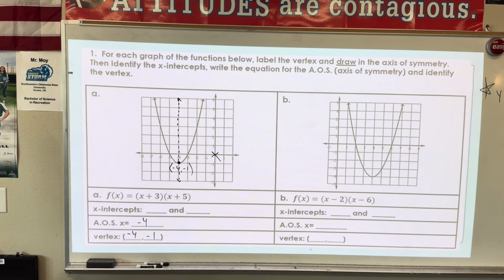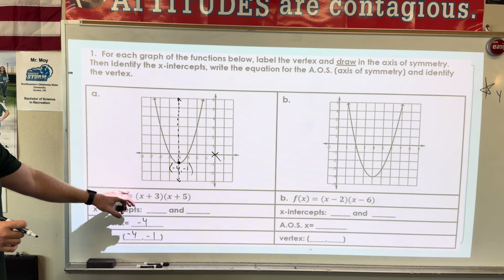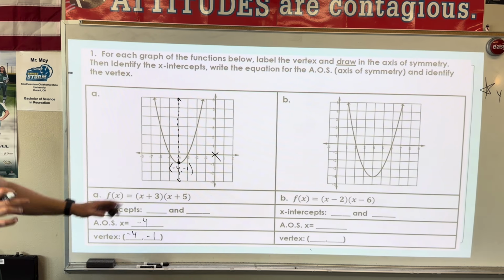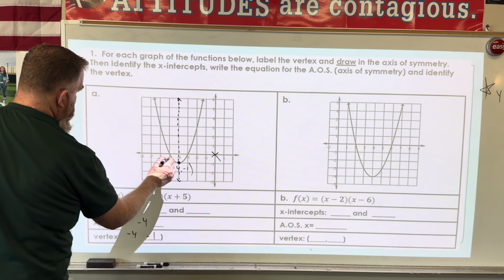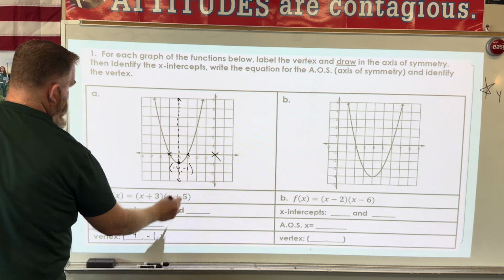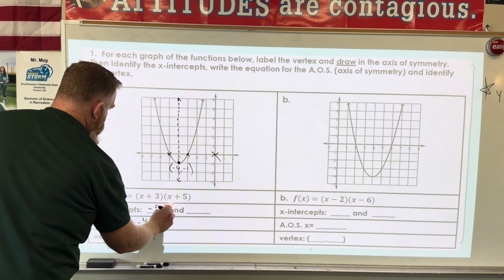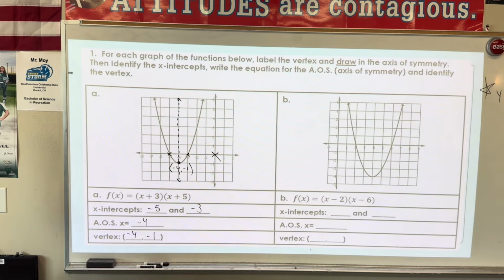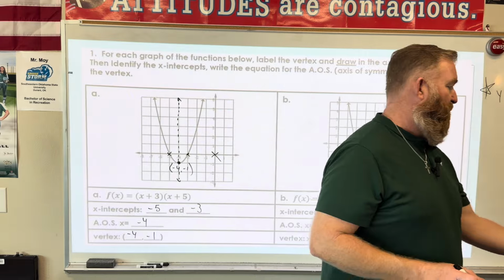Okay. So here we go. They actually gave you the equation on this one. This is the graph for this equation. Okay, so let's take a look at things. All right, my x-intercepts. What are my two x-intercepts, guys? Right here and right here. What are those two numbers? -5 and -3. Okay, so let's take a peek at this for just a minute. One of the things I want to show you.